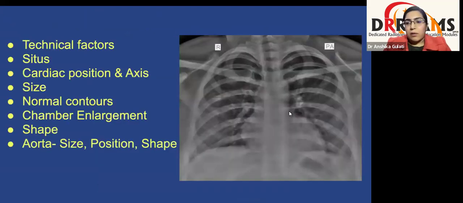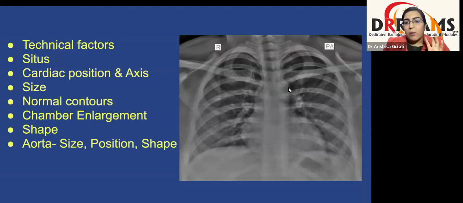Then after the cardiac silhouette, we come to the aorta. We have to comment about the size of the aortic knuckle also. There can be enlargement in the size of aortic knuckle, for example, in cases of bicuspid aortic valve because of post-stenotic dilatation, or it can be narrowed also, for example, in cases of hypoplastic aortic arch.